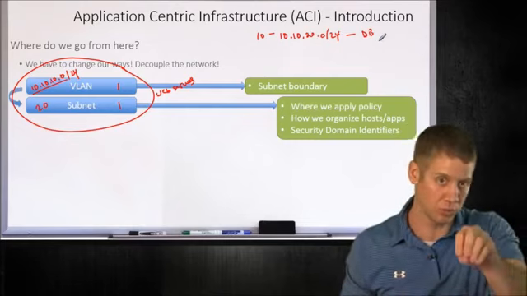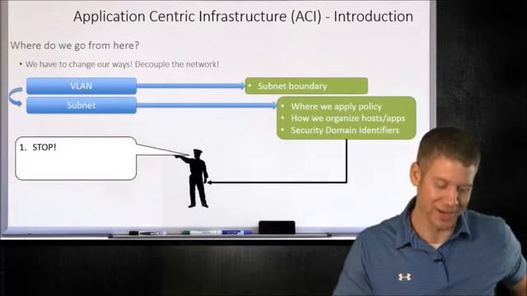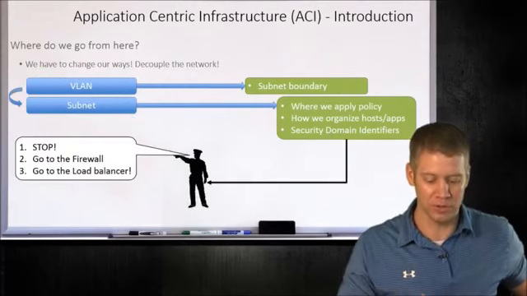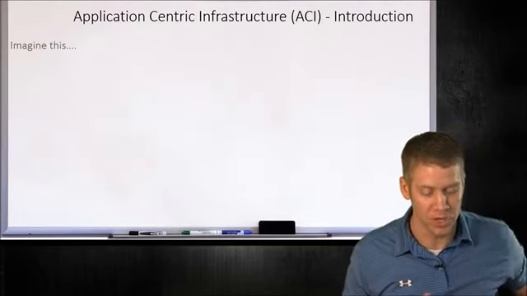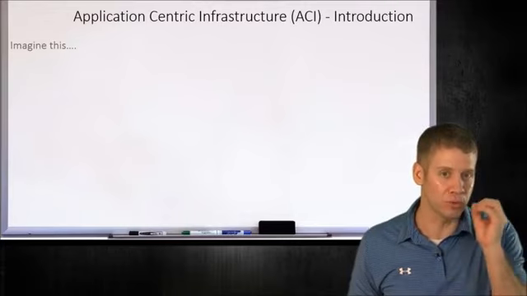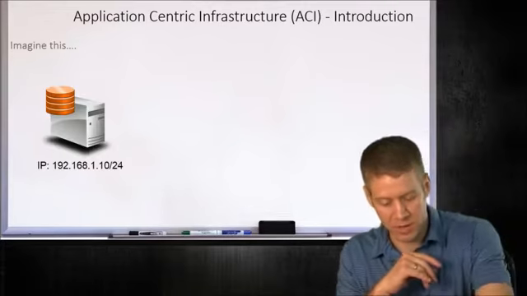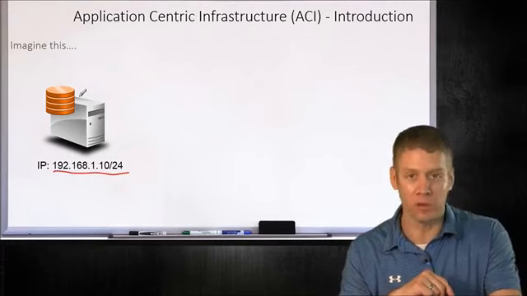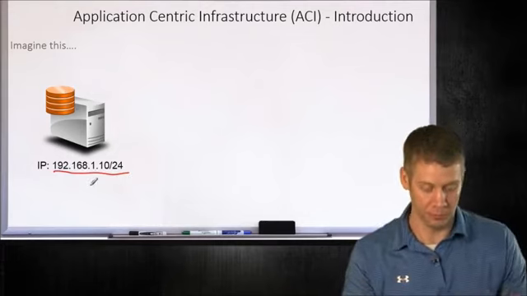It doesn't, because as we move on to this next slide, what you guys are going to see is I've got our traffic cop here saying, hey, stop, go to the firewall, go to the load balancer, because that was that point in the network where we did that sort of thing. But I want you guys to really think hard. We've got this server out here, and he's got a static IP address, 192.168.110/24. This could be a web server, database server. I don't know what this little orange cylinder looking thing is. Maybe it's disks. I don't know.